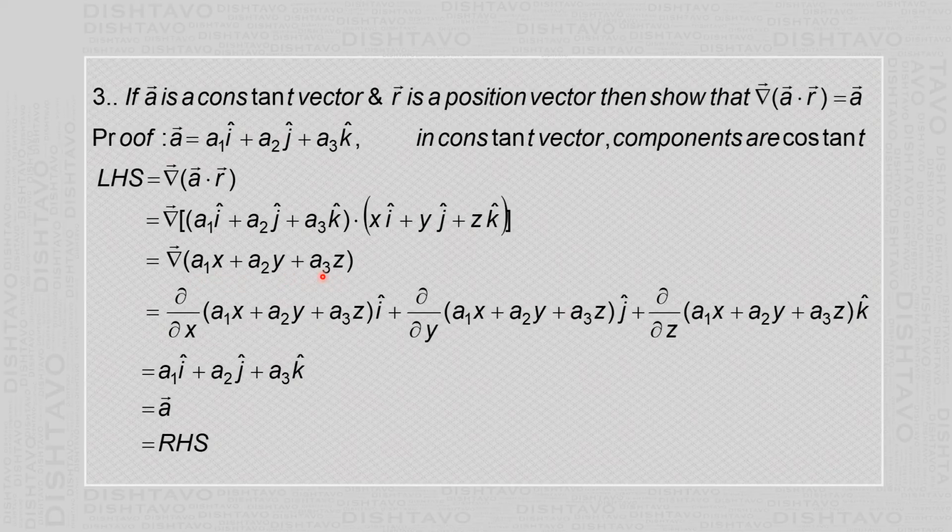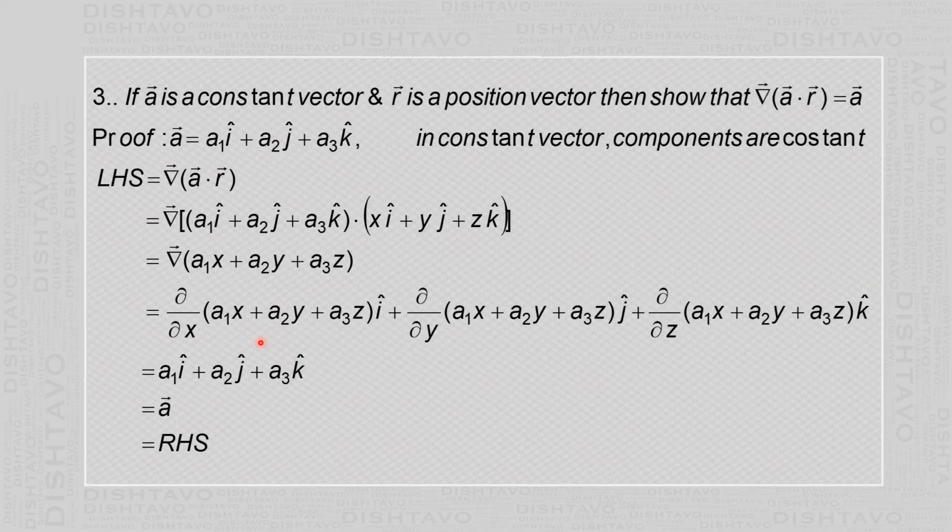So now this is in fact a scalar function. So we find the gradient of this scalar function. So del of this scalar quantity is the gradient of the scalar function. We use the formula: ∂/∂x of this scalar function i cap plus ∂/∂y of this scalar function j cap plus ∂/∂z of this scalar function into k cap. Then let us evaluate the first term.